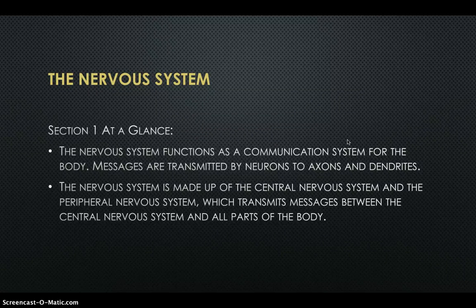And that is it for section 1, looking at it at a glance. The nervous system functions as a communication system for the body. Messages are transmitted by neurons to axons and dendrites. The nervous system is made up of the central nervous system and the peripheral nervous system, which transmits messages between the central nervous system and all parts of the body.